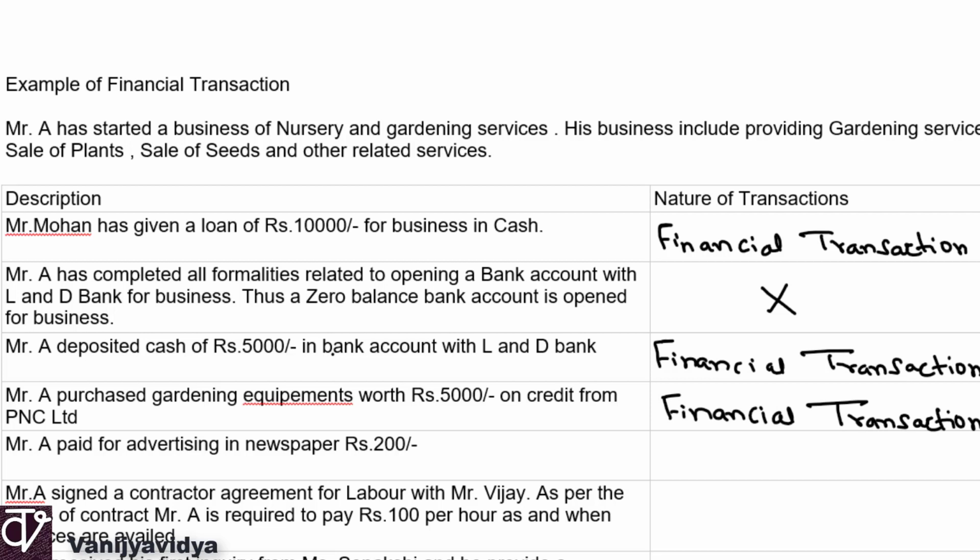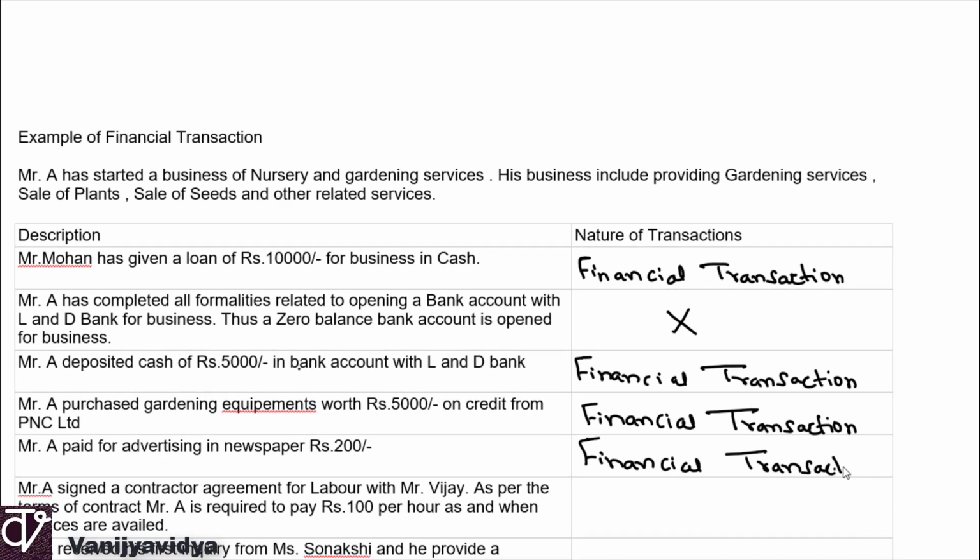Next, Mr. A paid for advertising in newspaper rupees 200. Now, Mr. A has paid. Whom has he paid? He has paid to newspaper for advertising. So, there is an obligation to pay, an obligation to receive services of rupees 200. So, this is also a financial transaction.